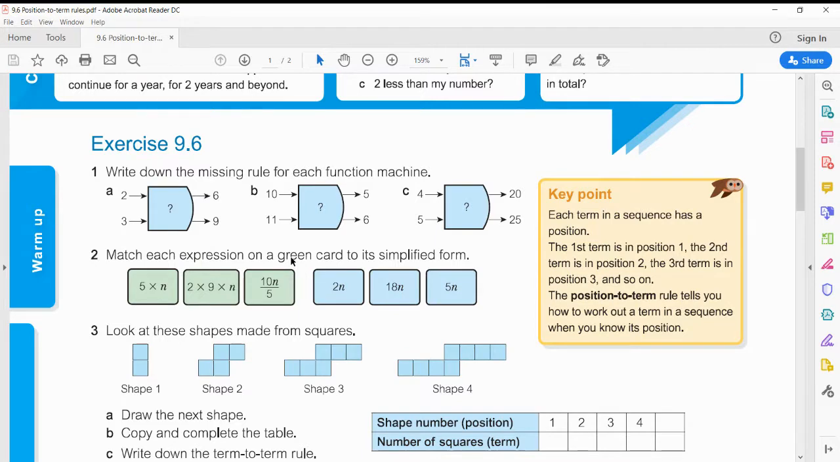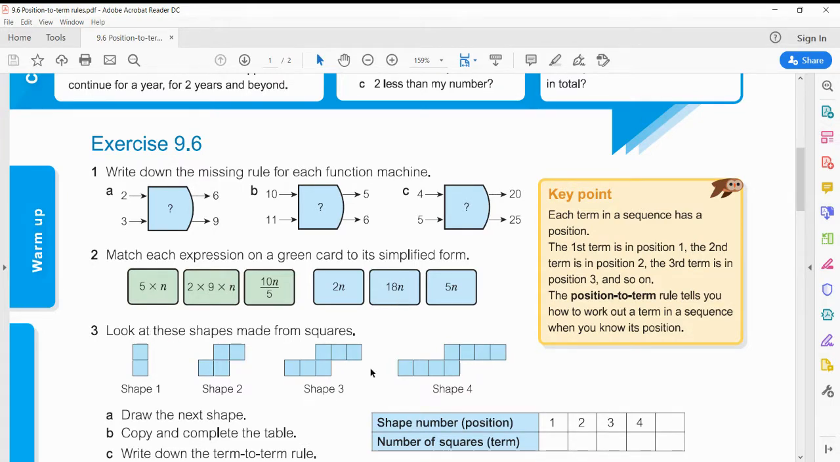So you could probably do this even if you didn't fully understand, because you just look at the numbers and see what they make. But just to be clear, 5 times n is better written as 5n. We don't need to say the times in algebra. It means the same thing. 10 over 5 means 10 divided by 5. 10 divided by 5 makes 2, so that's 2n. And then 2 times 9 makes 18, times n makes 18n. Okay.